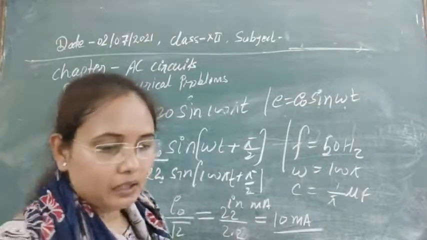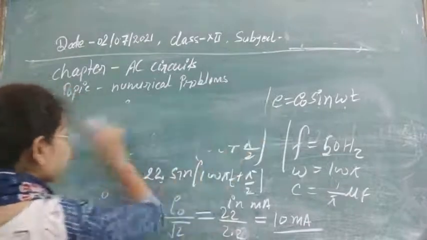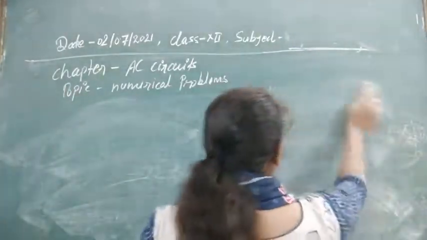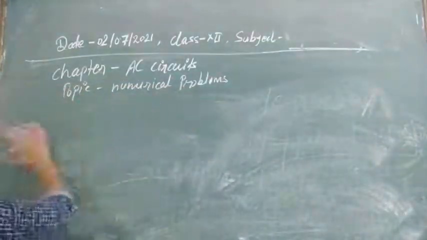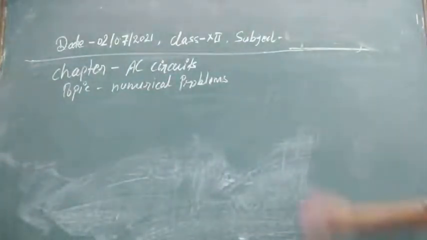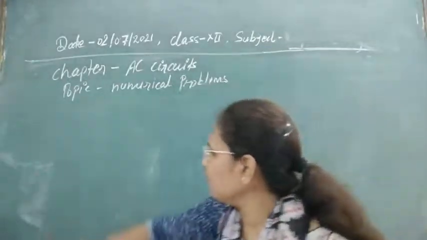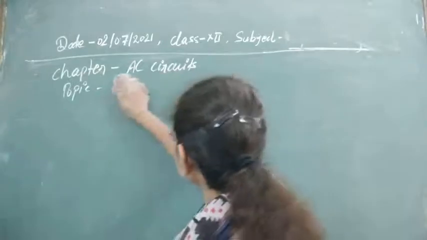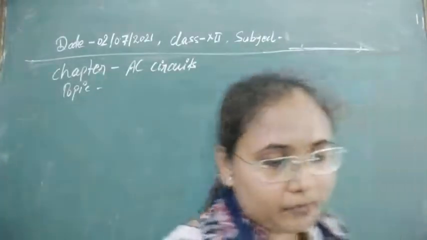So these are the numerical problems based on the topics mean value and RMS value of the current that we have discussed, and also some of the AC circuits like pure inductive, pure resistive and pure capacitive circuit and their reactances. Next, as I told you yesterday, we will again move on in the chapter to the combination of the components.